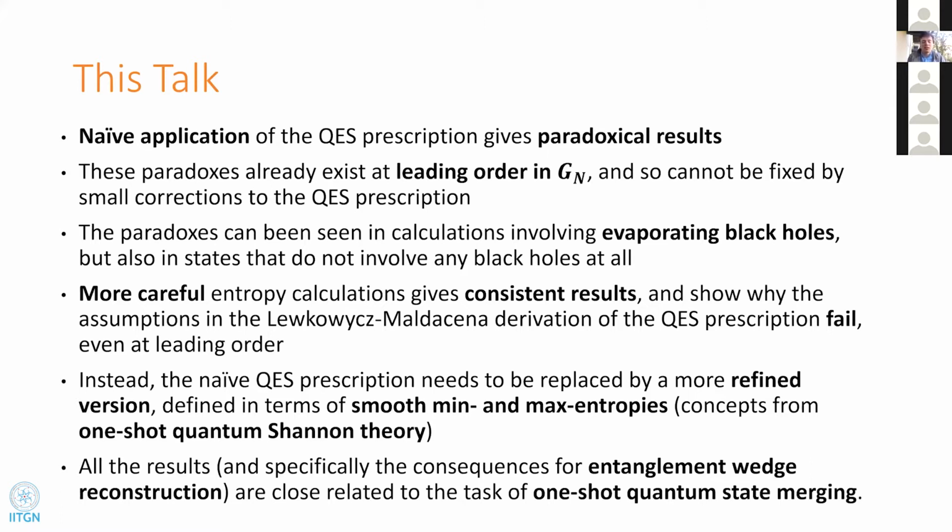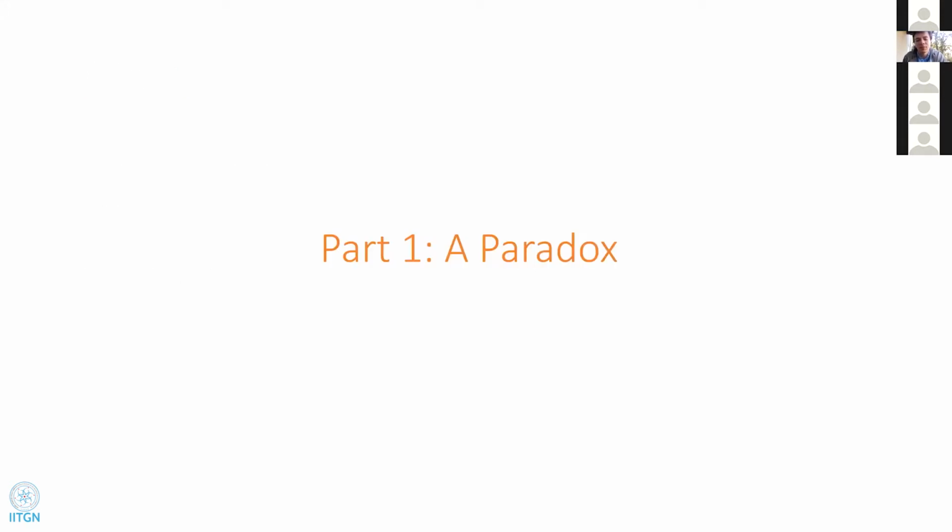All these results are actually very closely related to a particular, very common quantum information task from one-shot quantum Shannon theory, which is called one-shot quantum state merging. So I'll hopefully explain how that reinterpretation of entanglement wedge reconstruction works and how it's helpful to see what's going on. Okay, great.